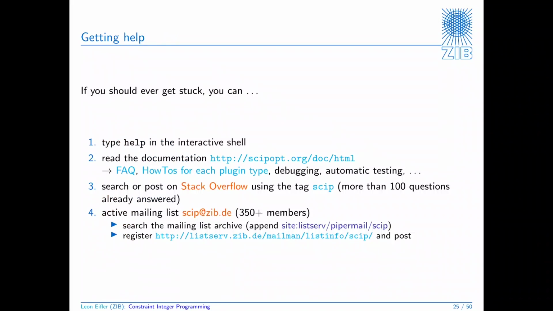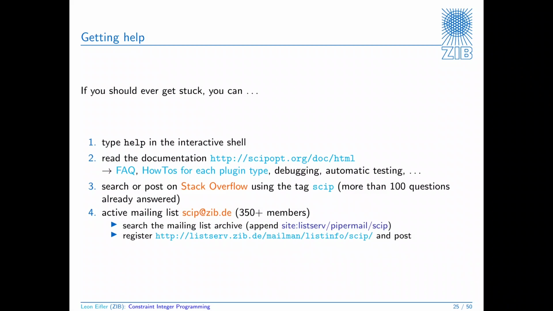If you keep with SCIP and you try to implement something, you try to create your own plugin, chances are you might get stuck at some point. And then it's important to remember this slide. And let me just mention that all the relevant links are down in the description of this video. So the first possibility is always to just type help in the interactive shell and a lot of information will be displayed for you. There's also extensive documentation online on the webpage. Not just the documentation of the code, but there is an FAQ, how-tos for each plugin type, and more useful information, for example, how to set up a debug solution.